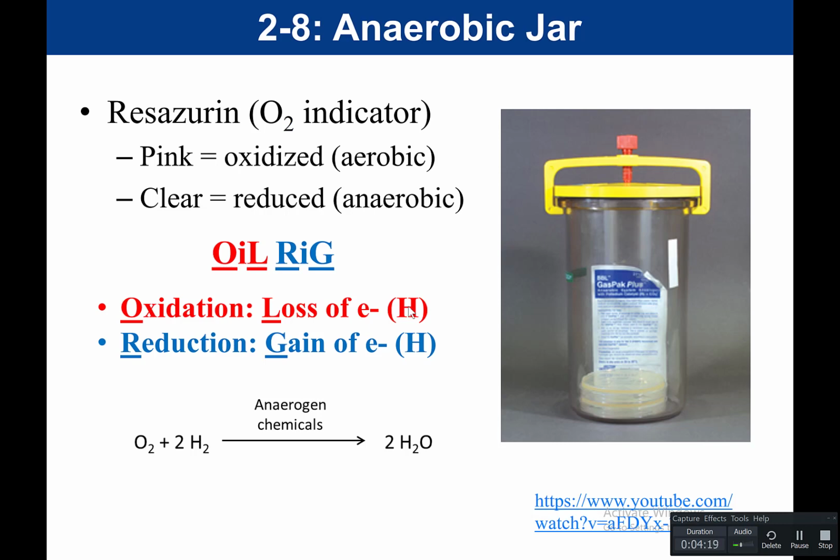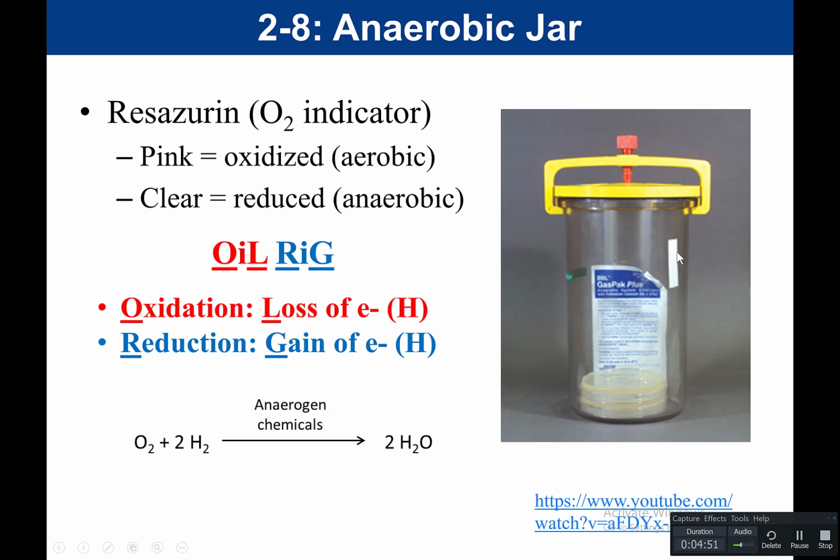Now, in terms of these redox reactions, those are always going to be coupled. You're always going to have an oxidation paired with a reduction, because something has to lose the electron and something else has to gain it. We're simply relocating electrons from one place to another. So in the case of our anaerobic jar, so here's our anaerobic jar, the way that this works is we need to remove oxygen. And so to do that, we have these chemicals.